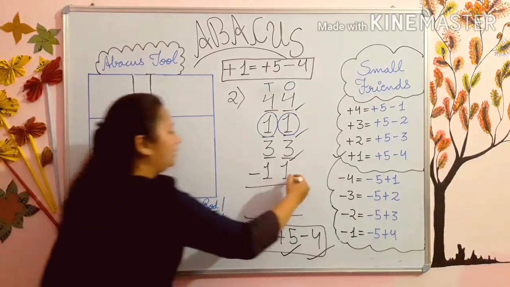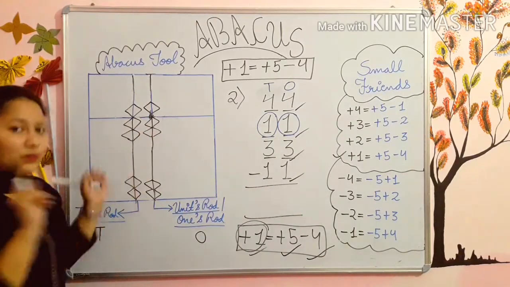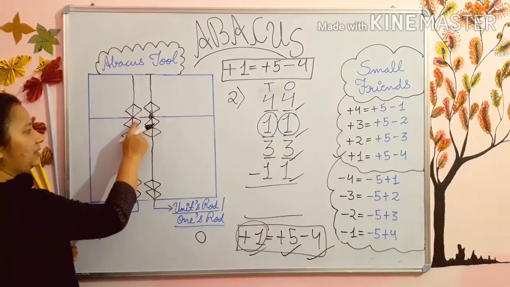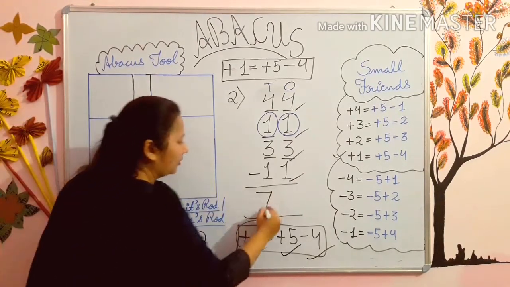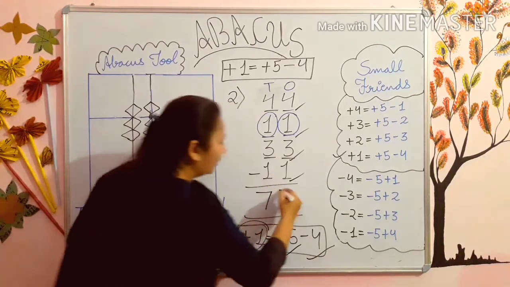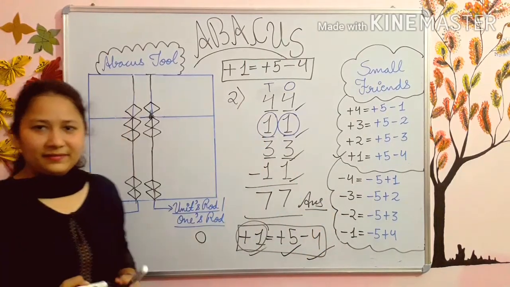Now this is completed and this is your answer. Now count it. First of all we will count the tens rod. See 5, 6, 7. And here 5, 6, 7. So your answer is 77.